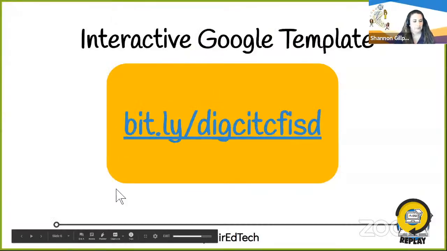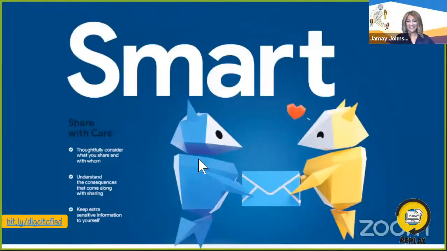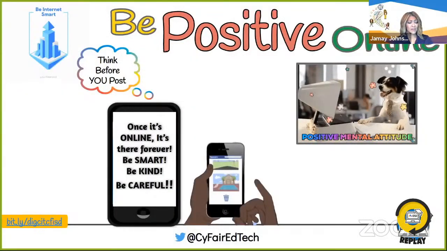Okay, let's start with SMART. This is a really important part. When you're on the internet and being digital, you need to be thoughtful and consider who you're sharing things with. You need to think about the consequences as well. We're going to talk a little bit about our sensitive information, or information that we share with others. The most important thing, of course, is being positive online, because even though you're online, it does reflect how you are in real life. Whatever photos, comments, or messages you post, they stick with you forever.